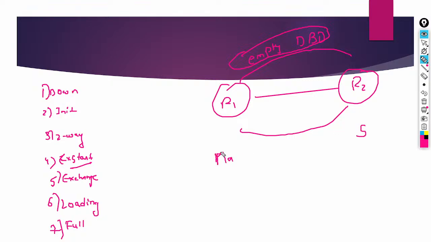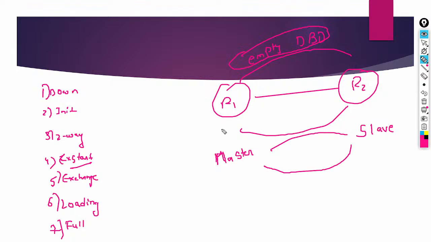What is the master router doing? The master router will share its database first and the slave router will share its database afterwards. The router having the highest router ID will be the master router, and the lowest router ID will be the slave router. Master and slave are elected between every pair of neighbors, so that there cannot be a scenario where both say, I will share my database first. This is the reason why master and slave election is done.